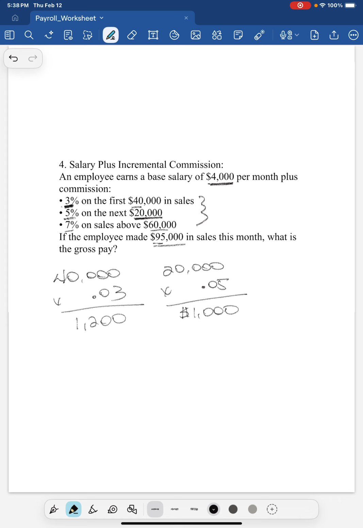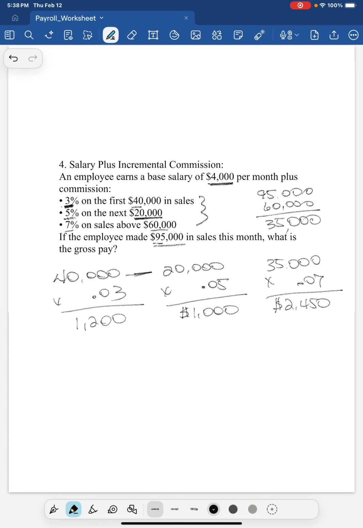And now we see if they made 95 and we've already gotten them to 60, then they have $35,000 worth of sales at the 7% rate. Okay? So they have 35,000 times 0.07 equals. On that bit, they made $2,450 in commission.